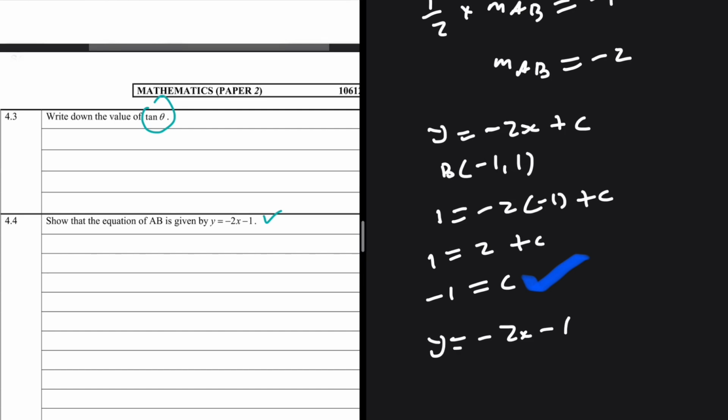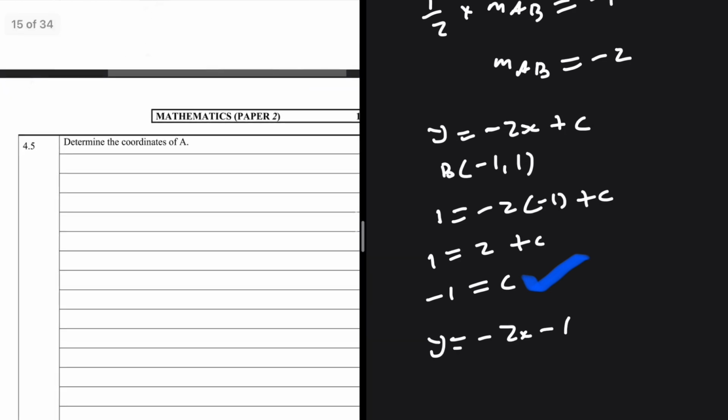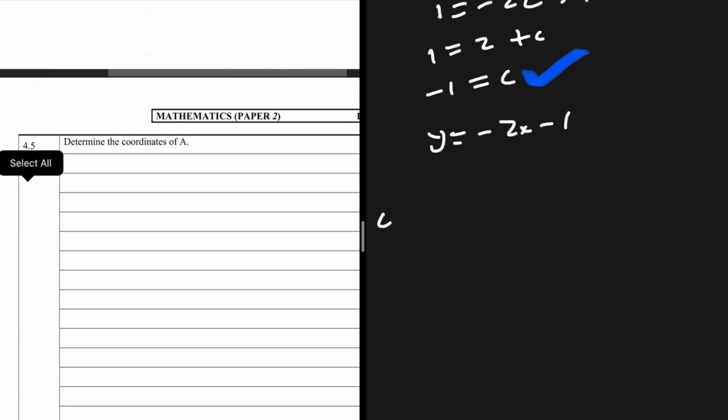Let's take a look at 4.5 and see what we are dealing with. So 4.5, determine the coordinates of A. We are looking for the coordinates of A. We know fully well that we have x and we have y.